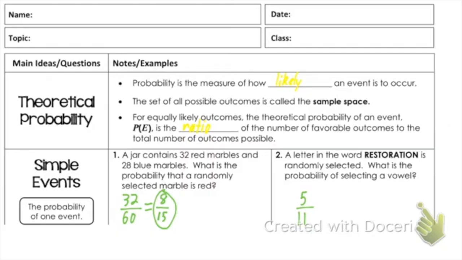5 out of 11. So if you grab one letter, are you more likely to get a vowel or a consonant right away? You're more likely to get a consonant, right? Because there's more of them. Just barely, though, right? All right. Questions on those first two? Okay. I really like this. I think it's very applicable.